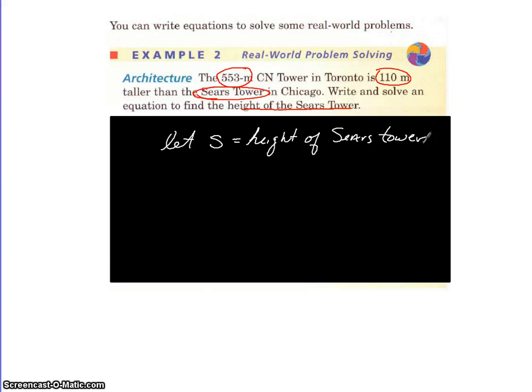So we know that the CN Tower is 553 meters tall, and we know that the Sears Tower plus 110 is equivalent to the CN Tower. So Sears plus the 110 is equal to 553. Now we just simply subtract 110 from both sides, and we get 443 equals S, which is the height of the Sears Tower.